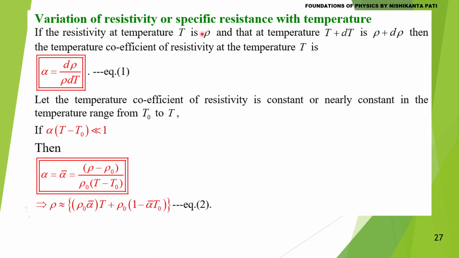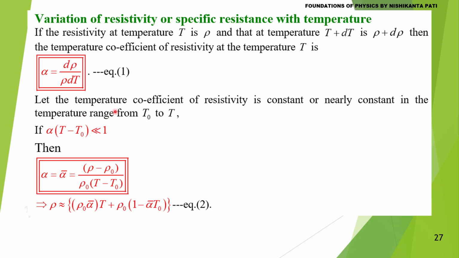If rho is the resistivity at temperature T and rho plus d rho is the resistivity at temperature T plus dT, then the temperature coefficient of resistivity at the temperature T is d rho by rho dT. d rho by rho is the fractional change in resistivity. In general, alpha varies with temperature.